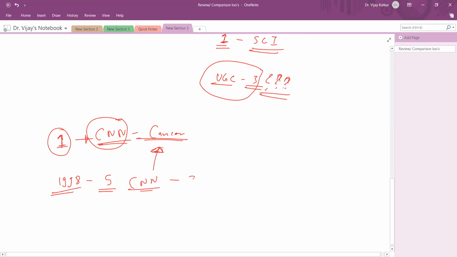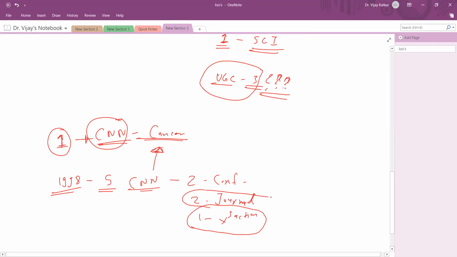So let's say 2 papers are from some conference, 2 papers are from a journal, and 1 paper is from a transaction. So if your understanding of that particular domain is extremely good, then you can go with the transaction paper. But if your understanding is not that good, then you should select one journal paper and go with it.